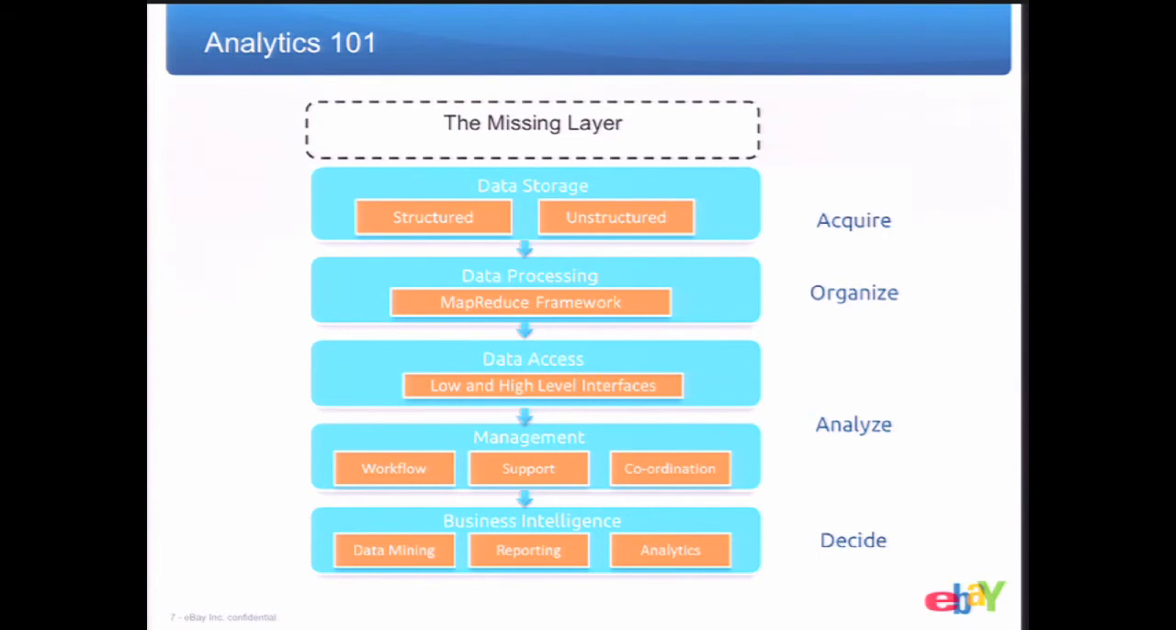These business tools could be some reporting tools like MicroStrategy, Tableau, or some other reporting tool, or you could be running some predictive analytics or doing some data mining on the data. That's what we call the deciding layer. So if we look at this traditional architecture, I have created a box on the top, what I call the missing layer.